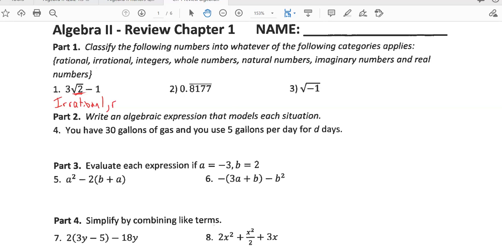And all real irrational numbers are also real. That's one of the, if you look at the Venn diagram, that's what that would say.